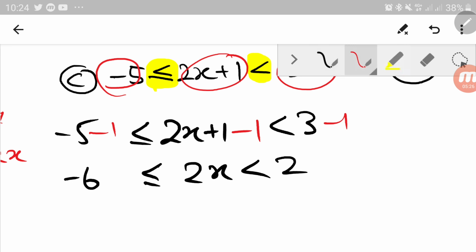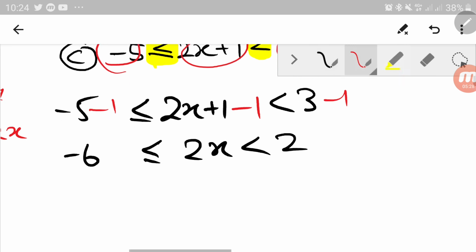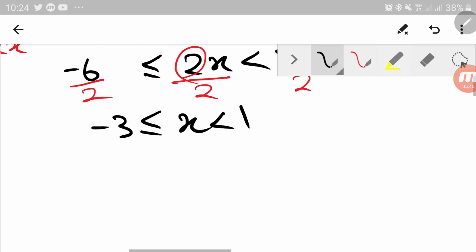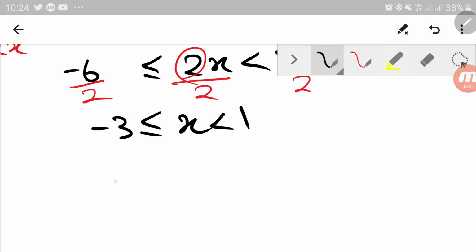Okay, good. Now remember we want x, so we want to get rid of this 2. How to get rid of it? Divide it by 2. So we divide it by 2, and this one also divide by 2. So we have x, we have 1, and we have... what is this? Negative 3. See, simple, right?